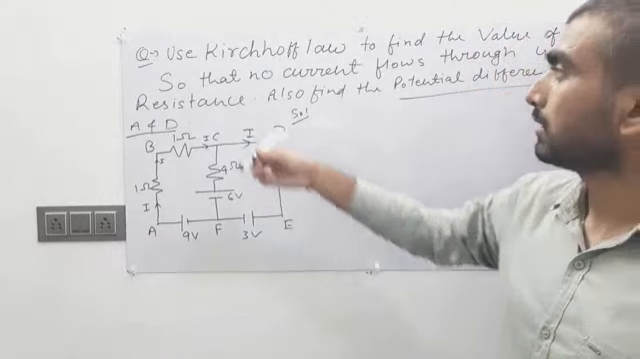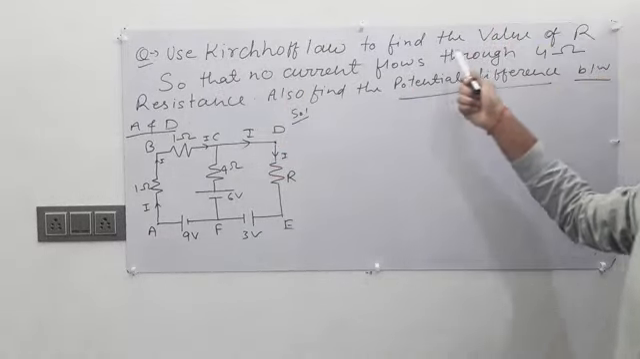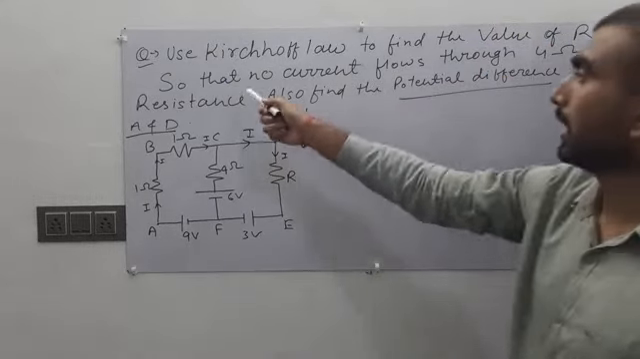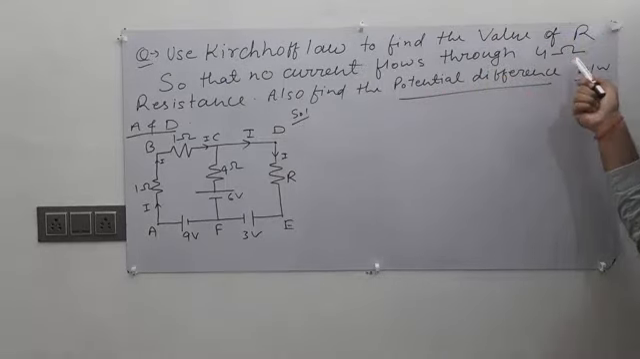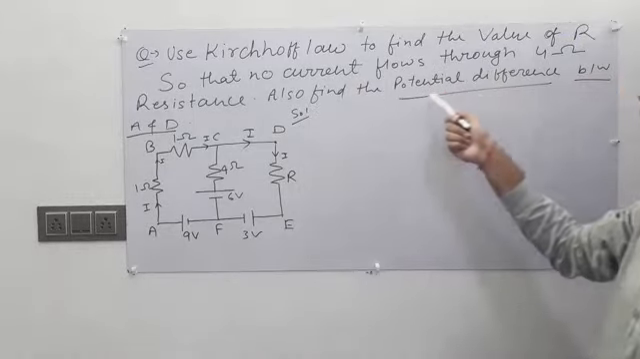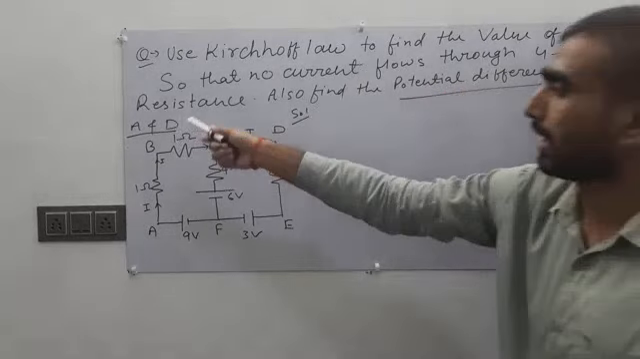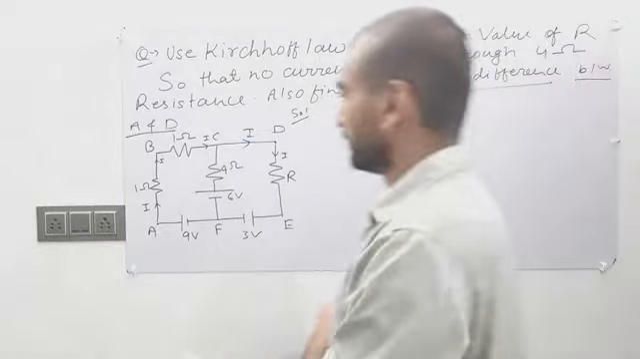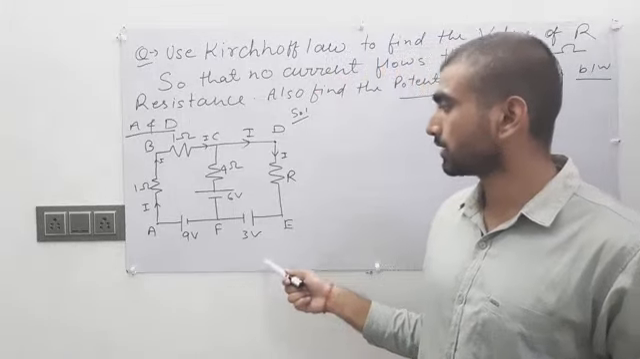This is the question that says: use Kirchhoff's law to find the value of R so that no current flows through the 4 ohm resistance. Also find the potential difference between A and D. Okay, this is our circuit.